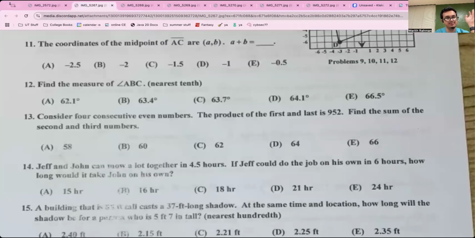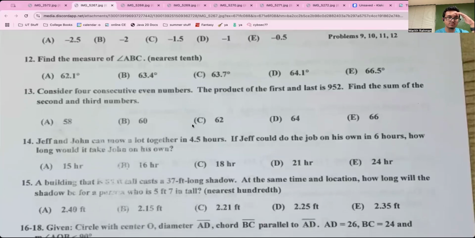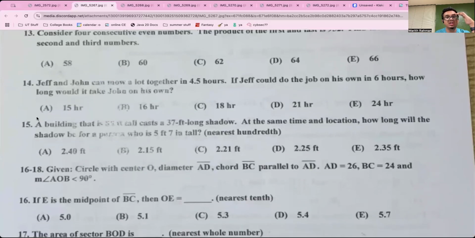13C, please. Okay, done. Okay. 14. Jeff and John mow a lawn together in 4.5 hours. If Jeff could do the job on his own in 6, how long does it take John? Okay, so John's just slow, bro. Those guys need to lock in.